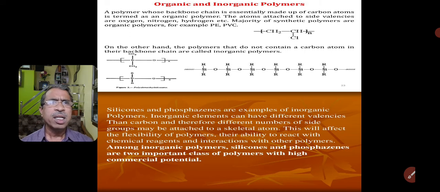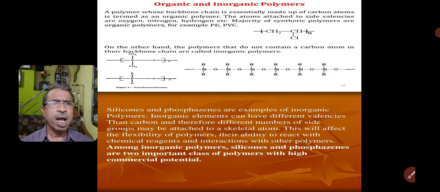On the other hand, the polymers that do not contain a carbon atom in their backbone chain are called inorganic polymers. Here I have given the silicon polymers, where silicon and oxygen are the backbone chain, and this silicon is attached to an R. R may be either methyl, ethyl or phenyl groups. So hence these are also known as hybrid polymers. Silicones and phosphazenes are examples of inorganic polymers.